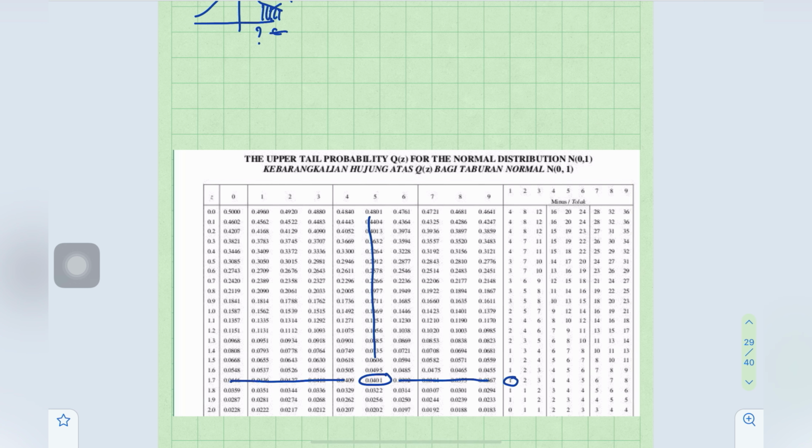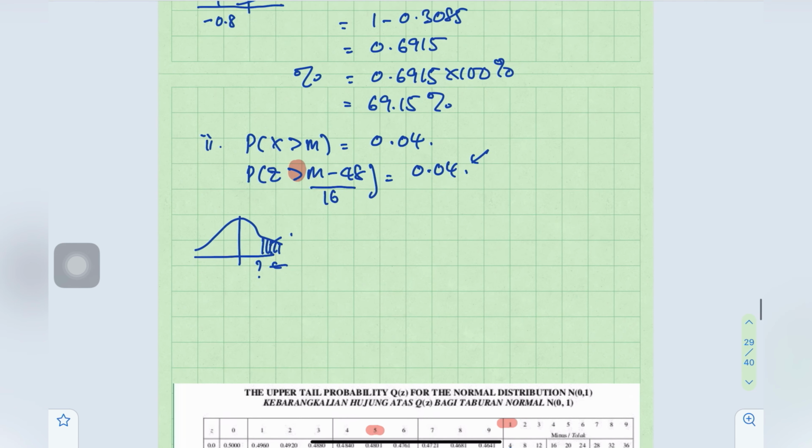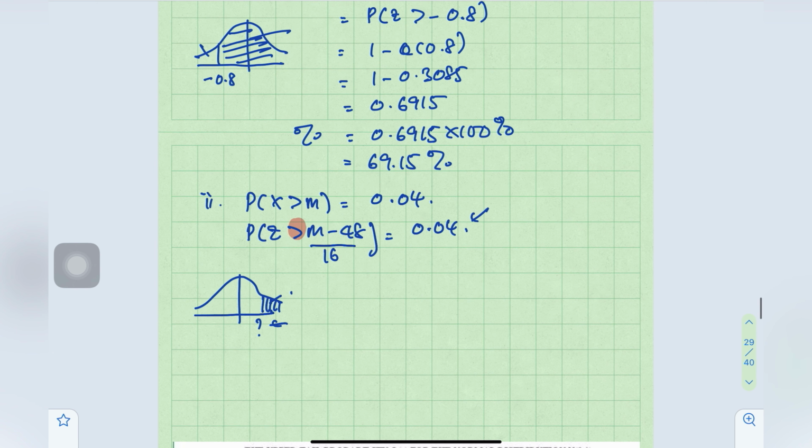We read all together. This one is 1.751. So this one, M minus 48 over 16, equals 1.751. Okay, so we calculate and we will get M equals 76.016.